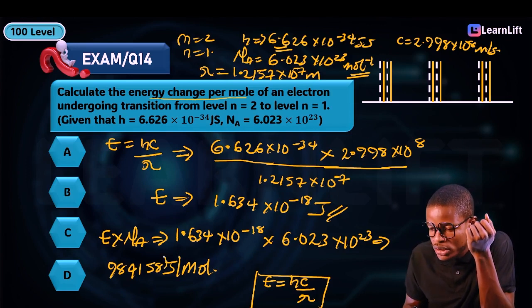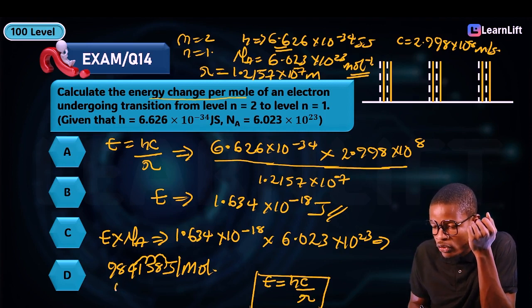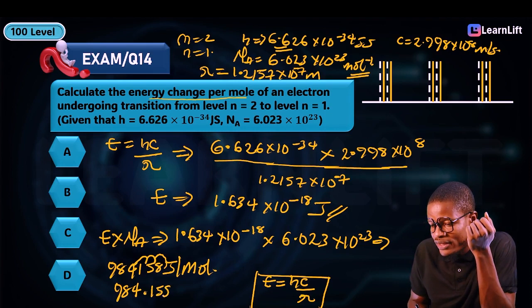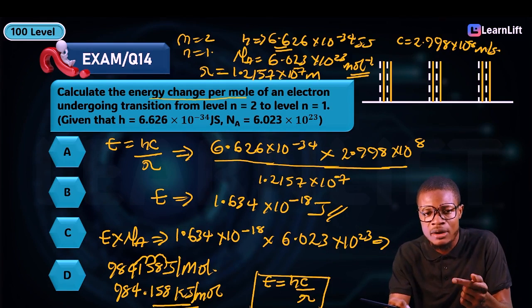So how do I place it in kilo? This is 1, 2, 3. So just look for 984.158 kilojoules per mole. Anything similar to this automatically becomes the final answer to this question. Are you getting me now?